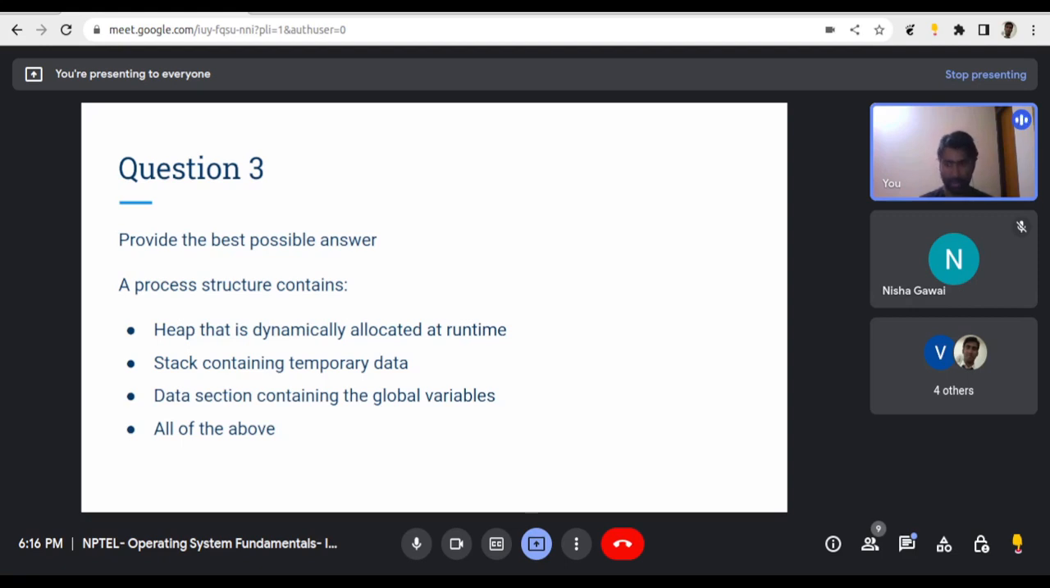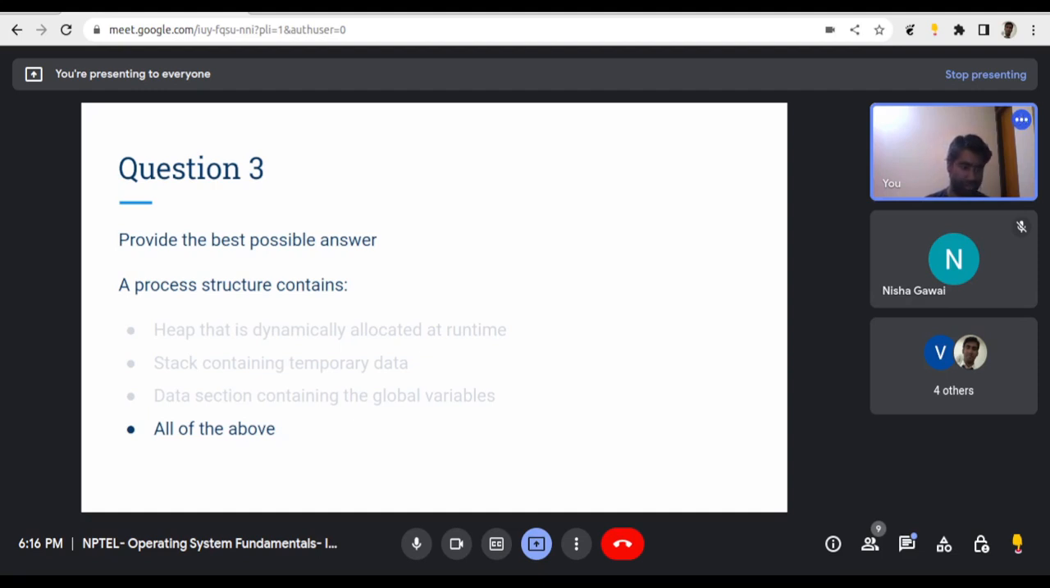Okay, anyway, let's go to the answer. So actually, the process structure contains everything. As I said, the process is stored in a structured format. If you have gone through C programming, you may know about structures in C. Similarly, a process is also stored as a structure.